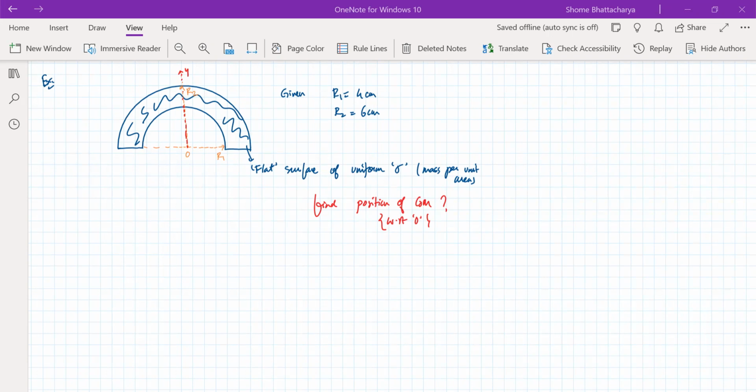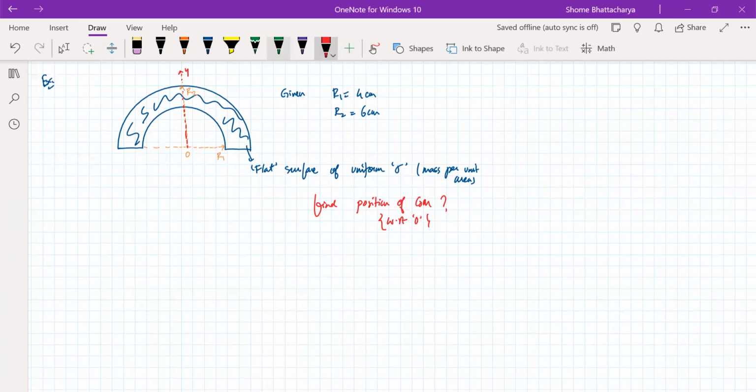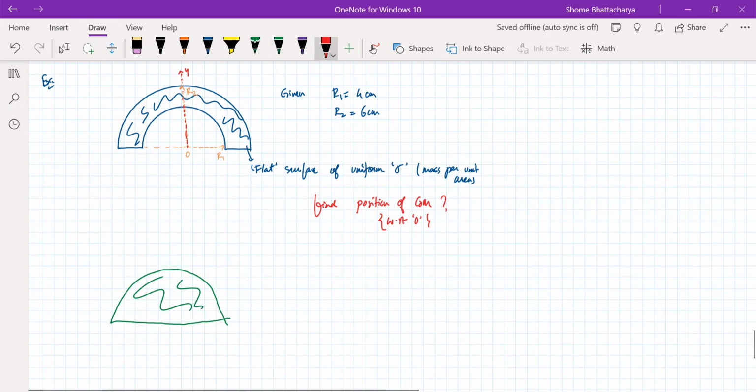Let me explain what I mean by using the superposition principle. The principle that I can use here is one formula that I know: if I had this full semi-disc, instead of one with a smaller one cut out, of radius R2, where would its center of mass be? It would be at 4R2 by 3 pi.